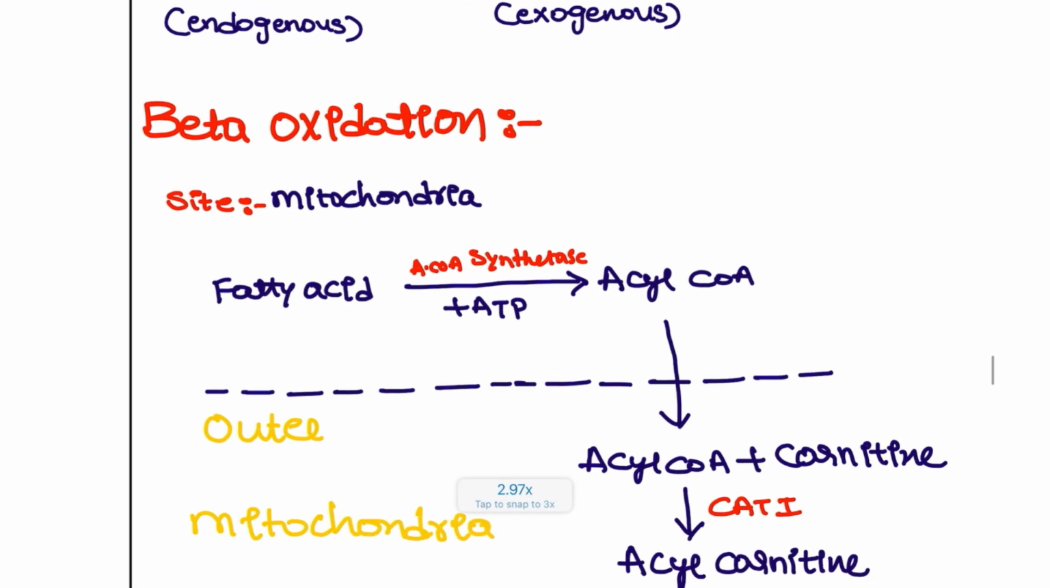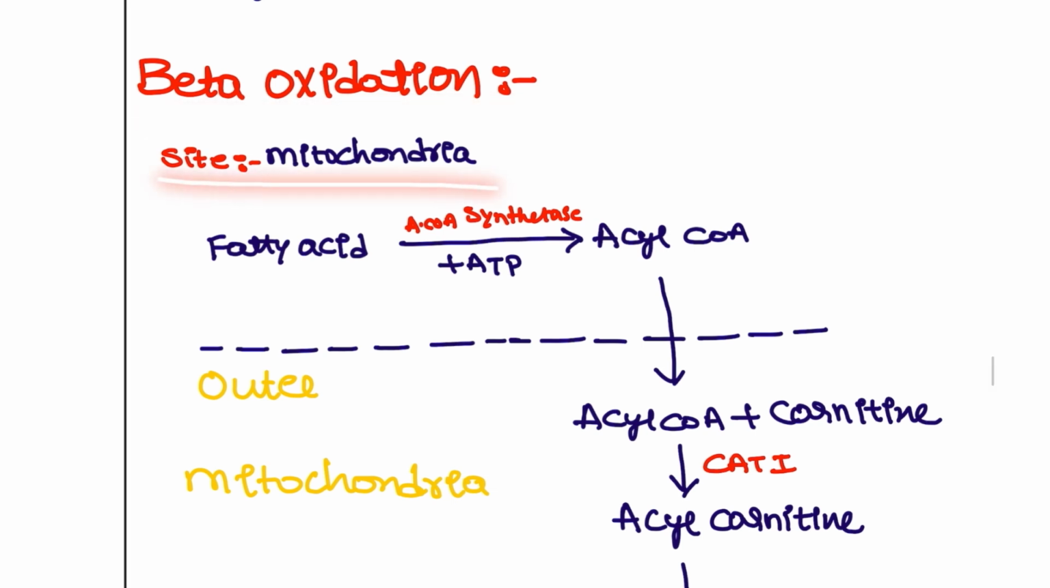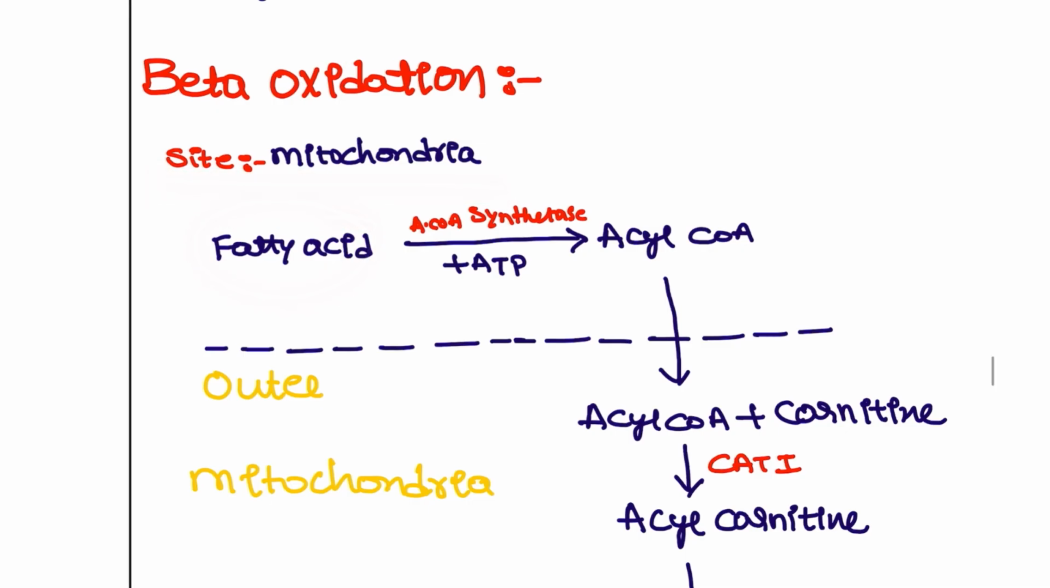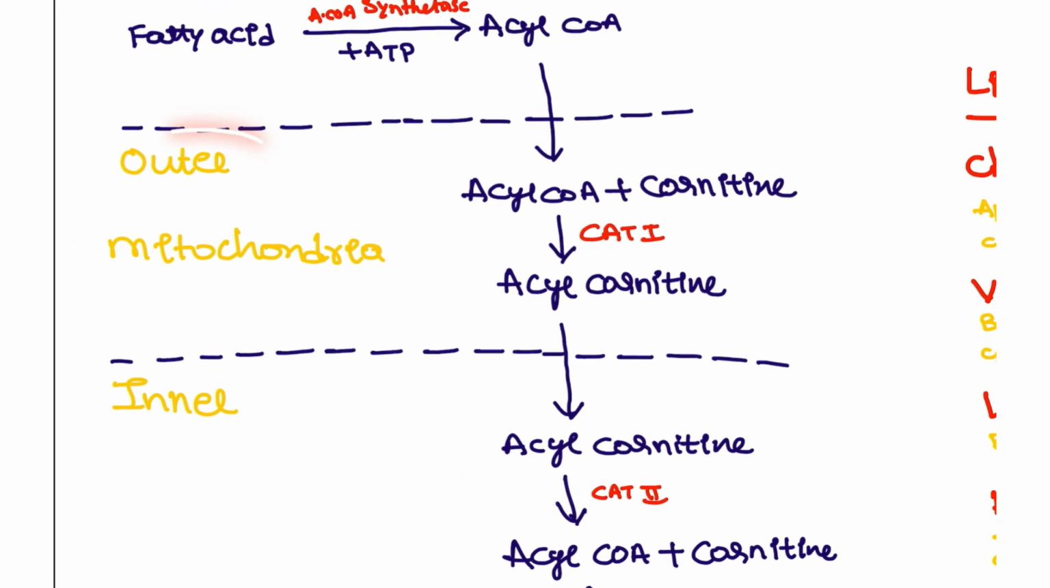Next, coming to beta oxidation, we have to break down those fatty acids. How are we going to break them down? This occurs in the mitochondria. Let's see. First, fatty acid is converted to acyl coenzyme A. This acyl CoA formation is in the cytoplasm only. After this, it goes between the outer and the inner mitochondrial membrane. This is the inner mitochondrial membrane.